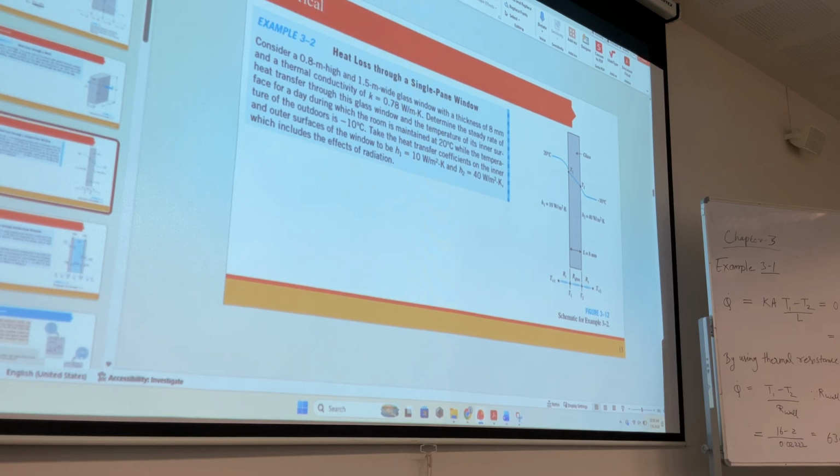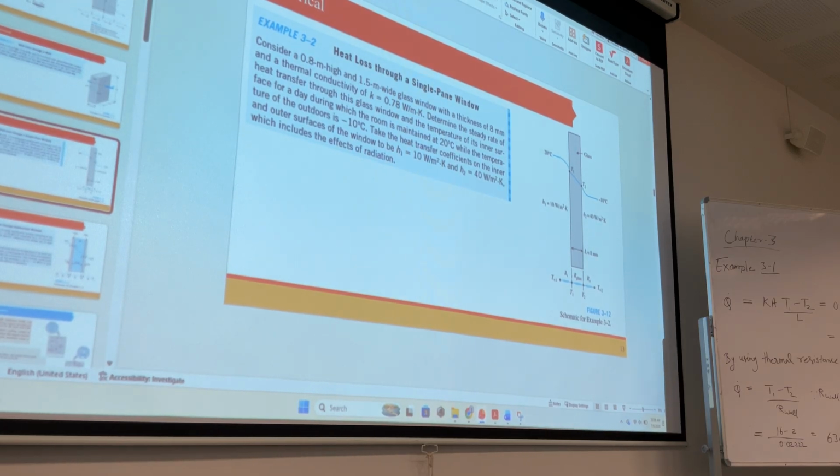The window is T1 to T2. So first they are asking for the heat transfer from the room to the outside. Second, they are asking for the temperature T1, the surface of the window, inside.